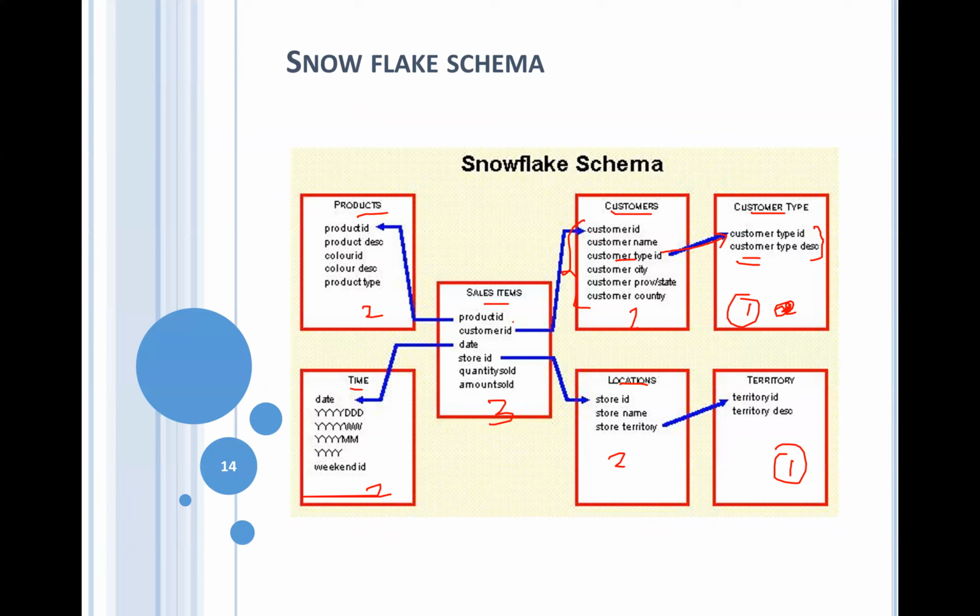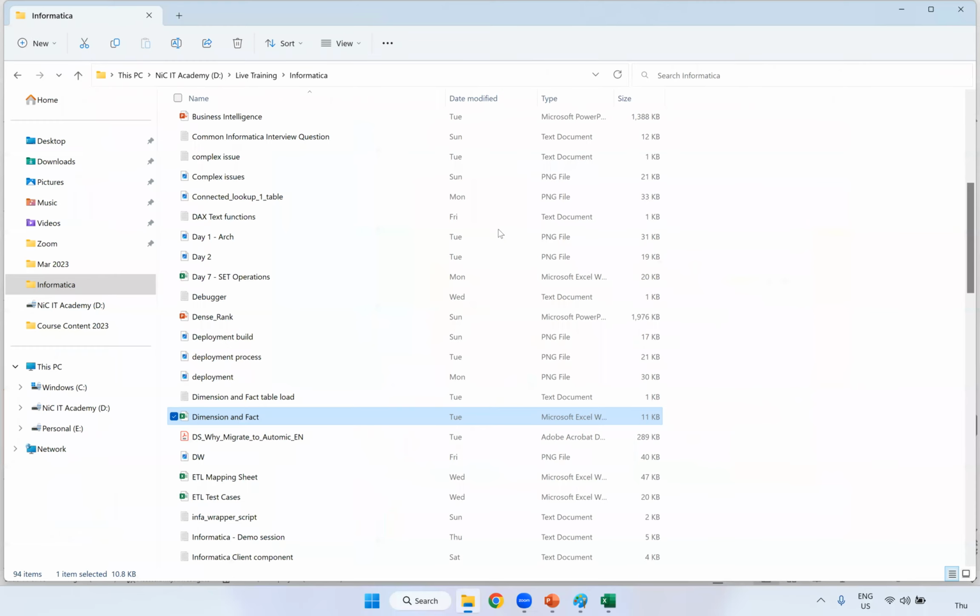Galaxy schema means multiple dimension tables are connected with multiple fact tables. That's what the Galaxy schema is. In real-time projects, most projects have this particular model, the Snowflake schema. I will tell you one particular example where we have used the dimension load. I will tell you the real-time example. Just a second.